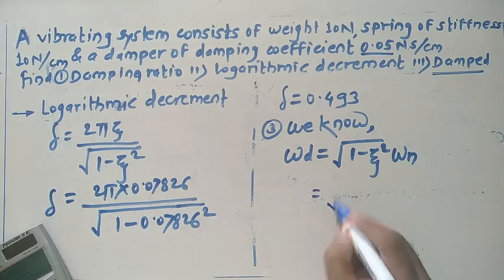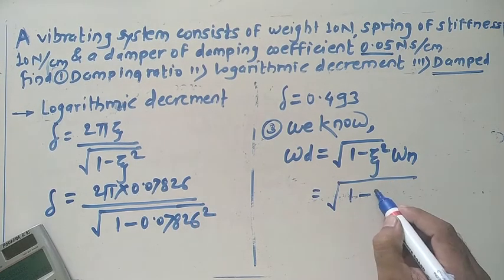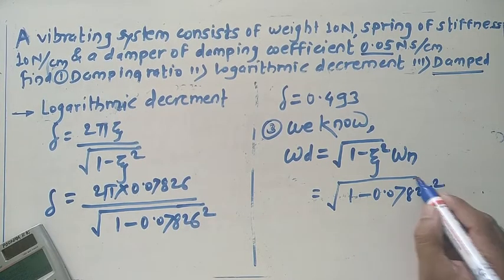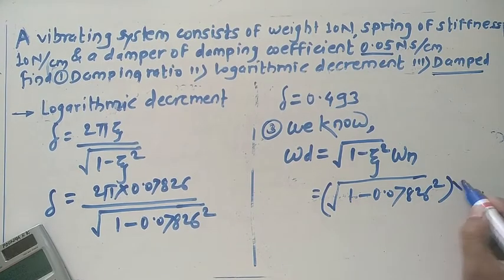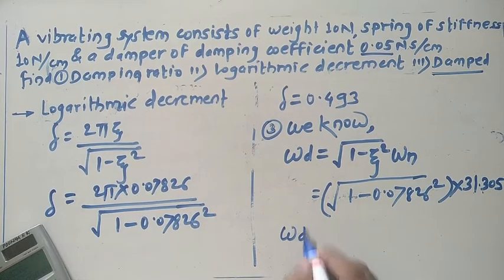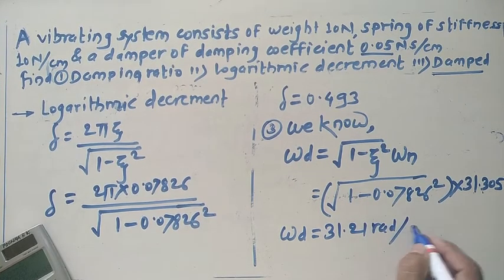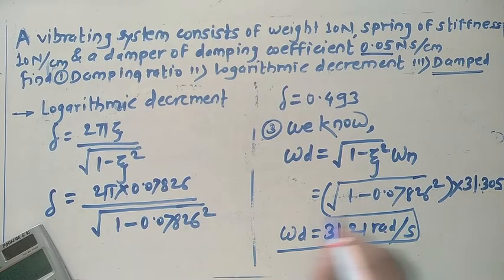Substitute the value for zeta here, zeta with us 0.07826, whole bracket square, multiplied by omega n. Omega n, already calculated, with us 31.3050. In this way, calculations for the omega n with us. After simplification, you can get the value for omega d equals to 31.21 radian per second. This is the answer for the third point.